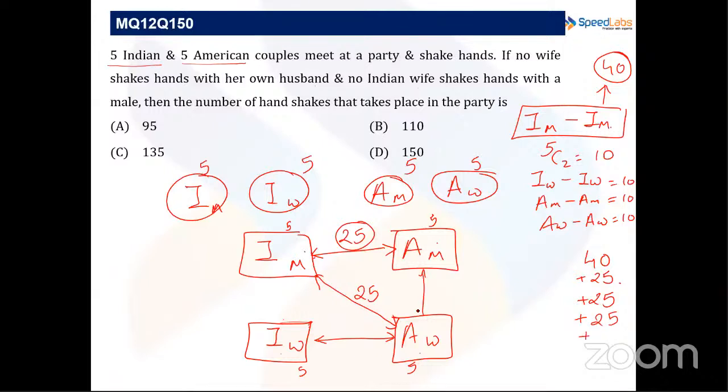Now, the leftover is American man and American women. It is also given that no wife, be it Indian or American, will shake hands with her own husband. So the total number of ways will be, for each man there will be four options, because the man can have a handshake with any other woman except his wife. So there will be 5 into 4, that is 20 options. So these are the total number of handshakes possible. So summing these values, we get 135. So we are having option C, 135. Clear?